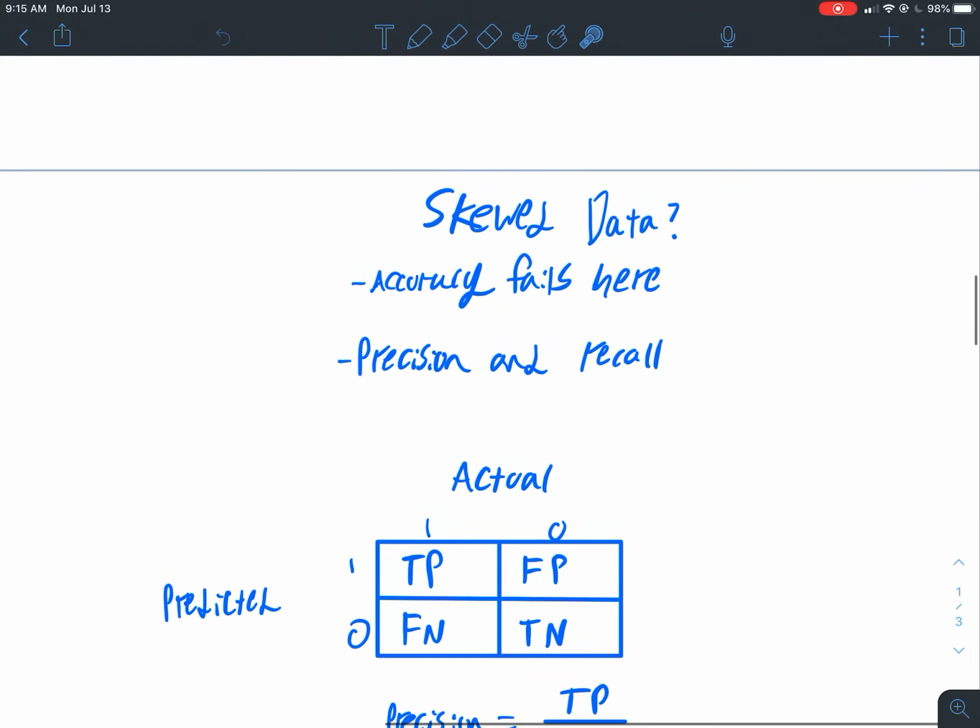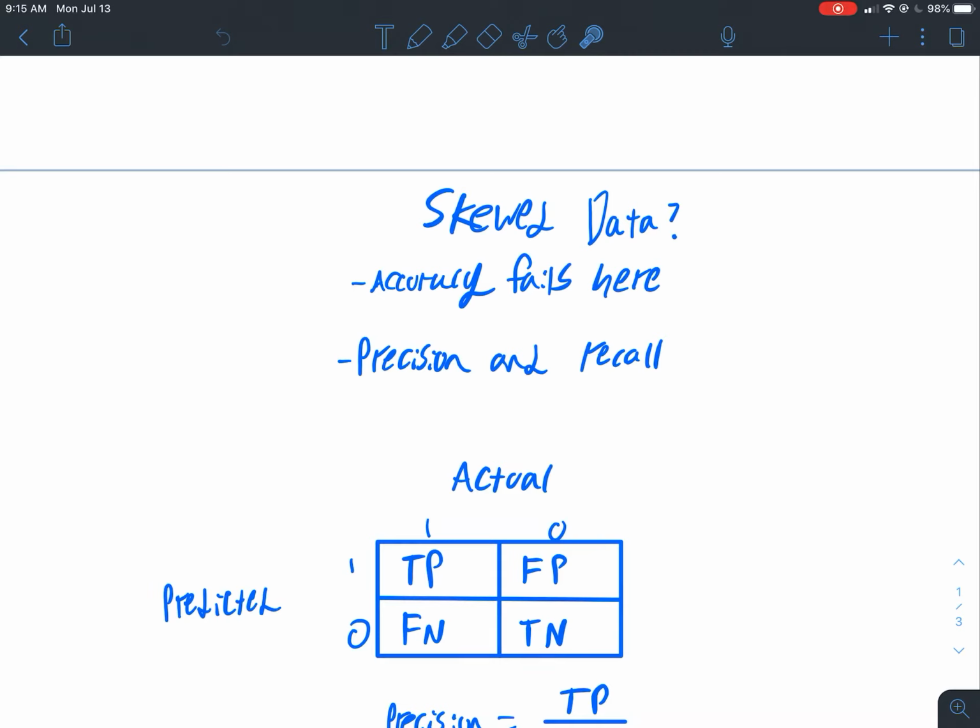Okay, but what if I'm dealing with skewed data? What if I'm dealing with data such that, in the cancer example, only 1% of our examples are actually a positive case? Well, using accuracy as the metric here actually doesn't really work. And the reason for that is because you could create a model that predicts no one has cancer and get 99% accuracy. So accuracy becomes a very crude metric when you have skewed data. That's not very effective, okay?